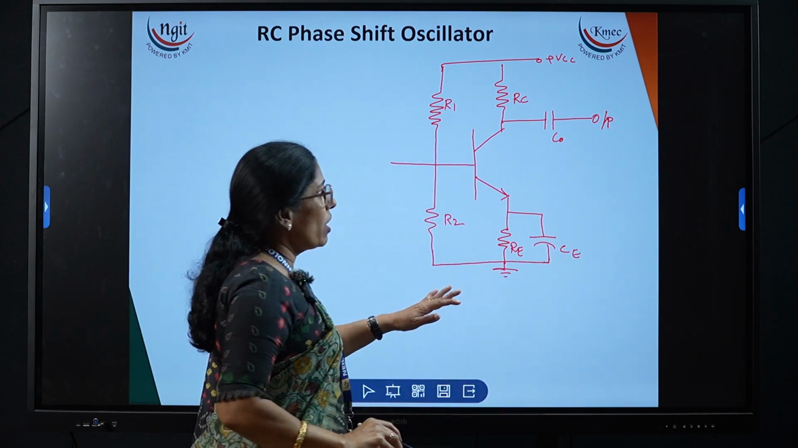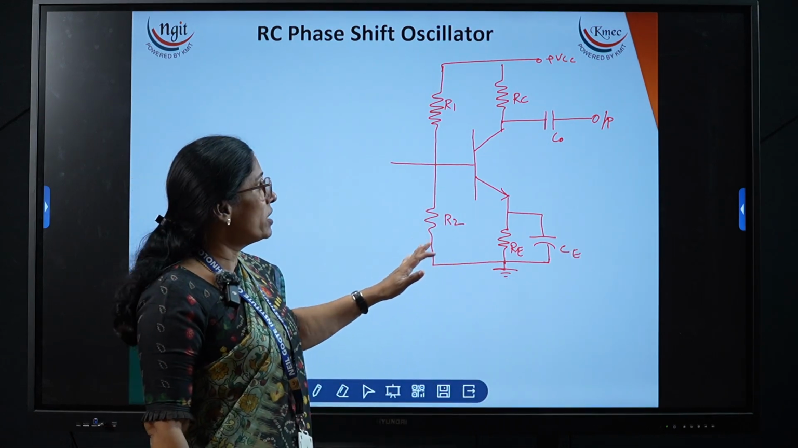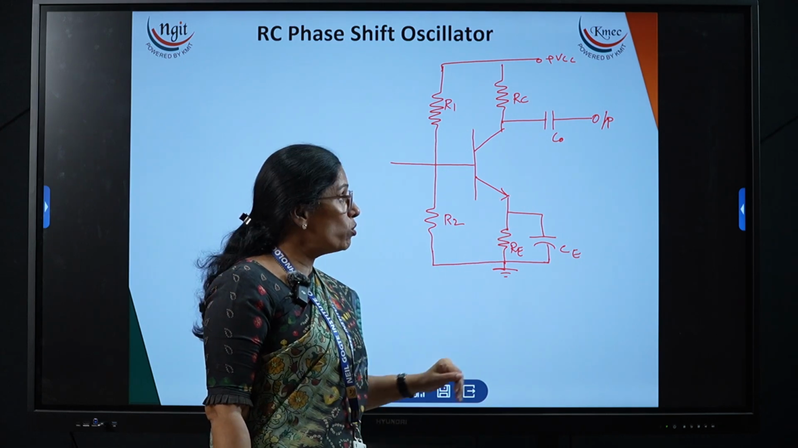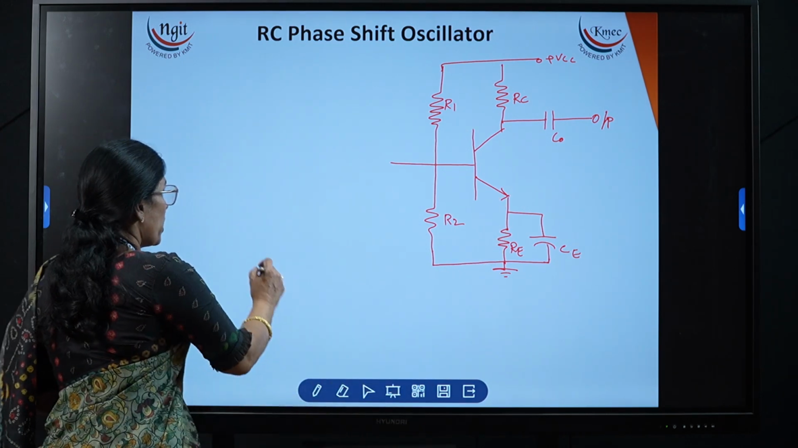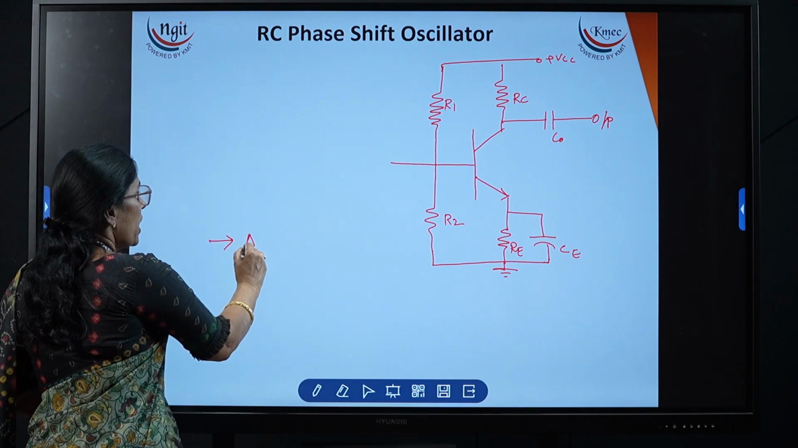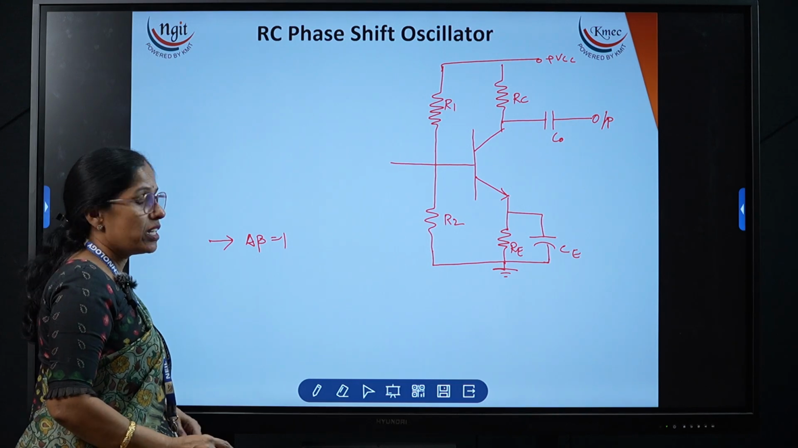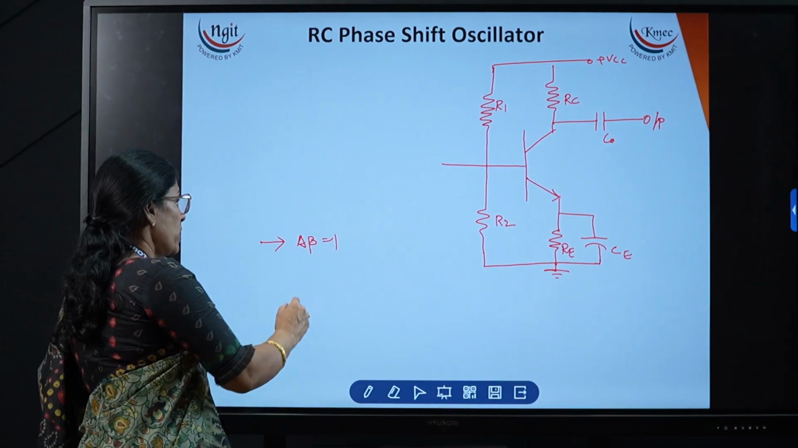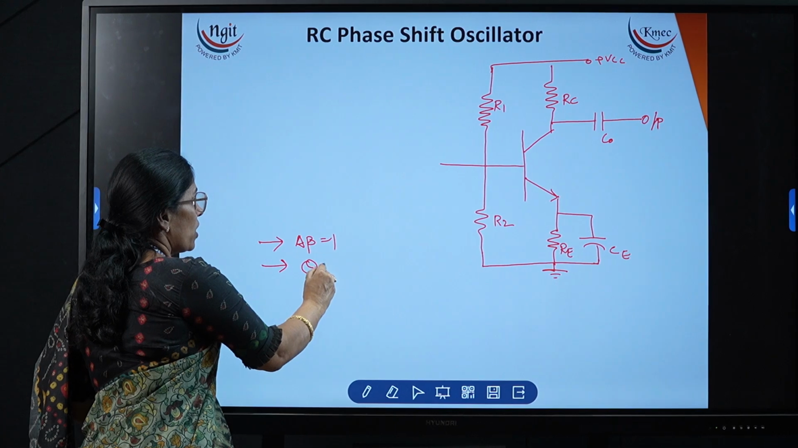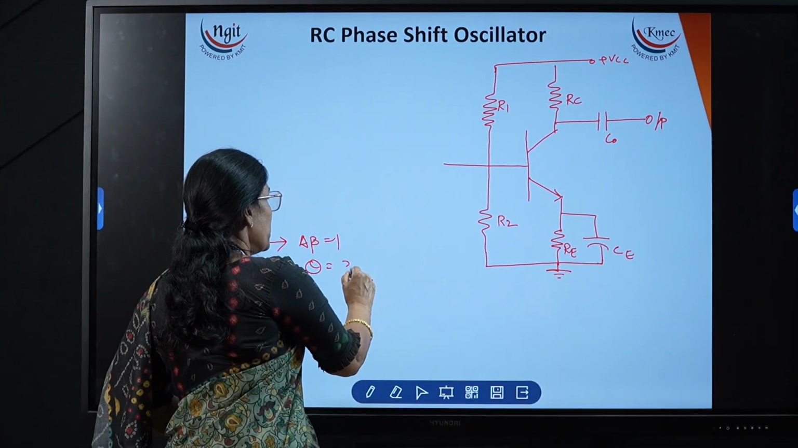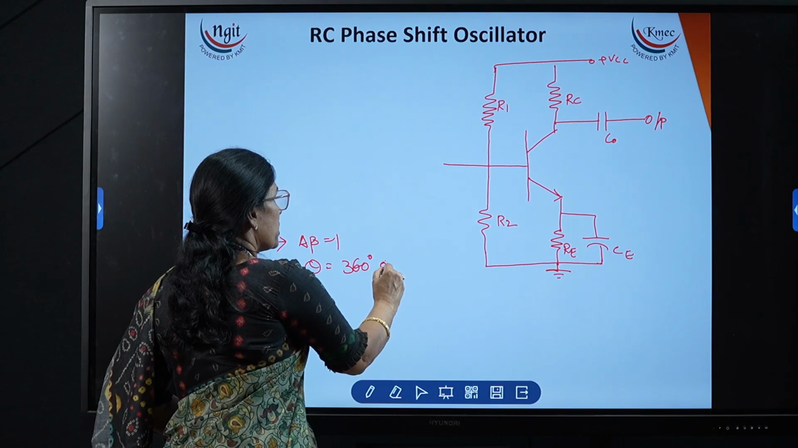Already we discussed in the LC circuit that this is an amplifier which will generate the 180 degrees phase shift. To generate the oscillation, there are two conditions we need to follow. One is A beta is equal to 1. This is the Barkhausen criteria or condition for oscillation. A beta is equal to 1 and the second condition is theta. So total loop phase must be 360 degrees or 0 degrees.